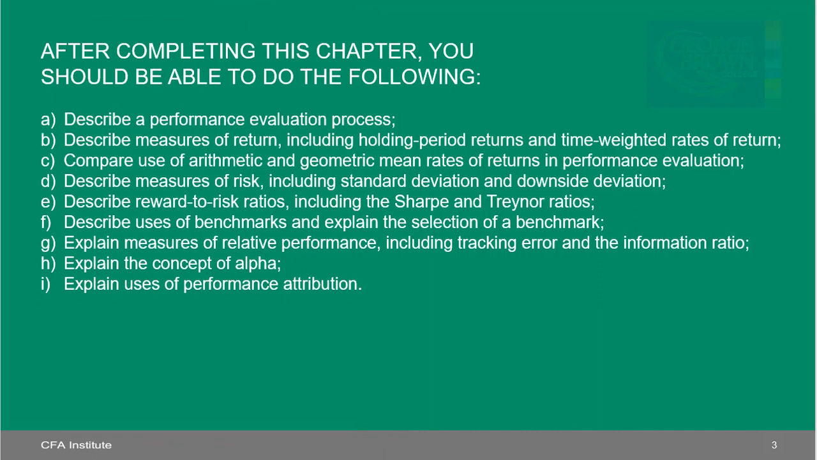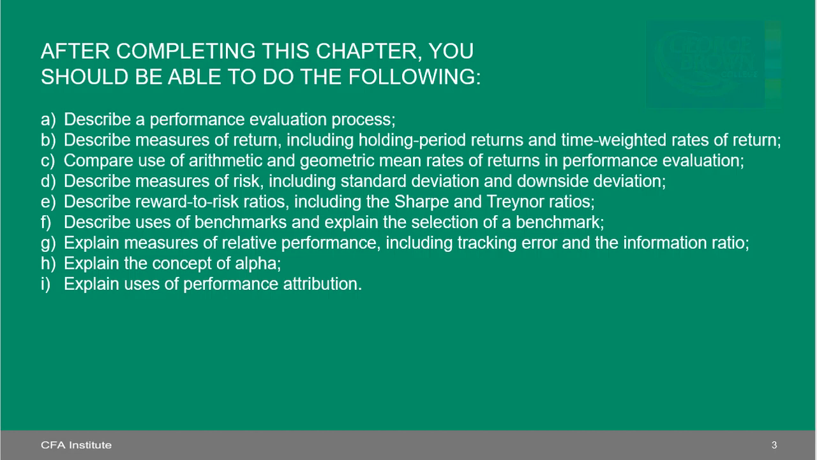The learning outcome statements for this chapter are: A, describe a performance evaluation process; B, describe measures of return, including holding period returns and time-weighted rates of return. Learning outcome statement C, compare use of arithmetic and geometric mean rates of returns in performance evaluation. D, describe measures of risk, including standard deviation and downside deviation. E, describe reward to risk ratios, including the Sharpe and Treynor ratios. Say that 5 times quickly.